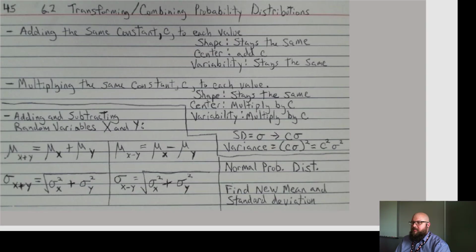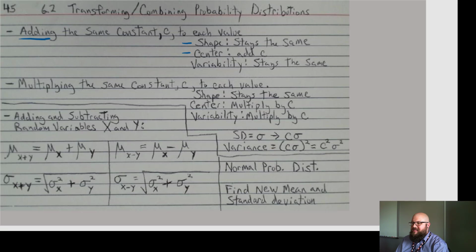Alright, so today we're going to talk about transforming the probability distributions, okay? So let's start at 6.2. We're going to talk about the first part of this big ideas index card I got right here. We're going to talk about adding the same constant to each value, in which case our shape will stay the same.